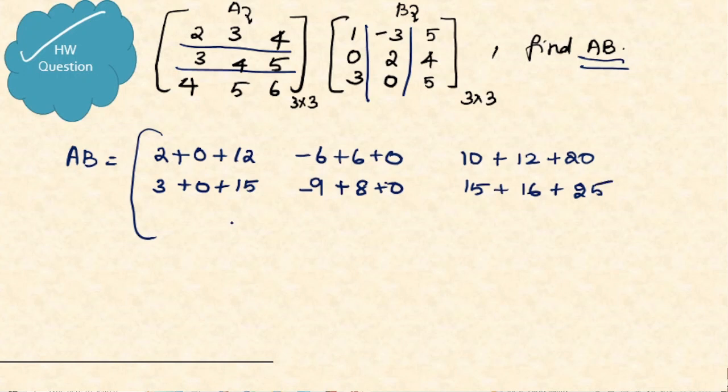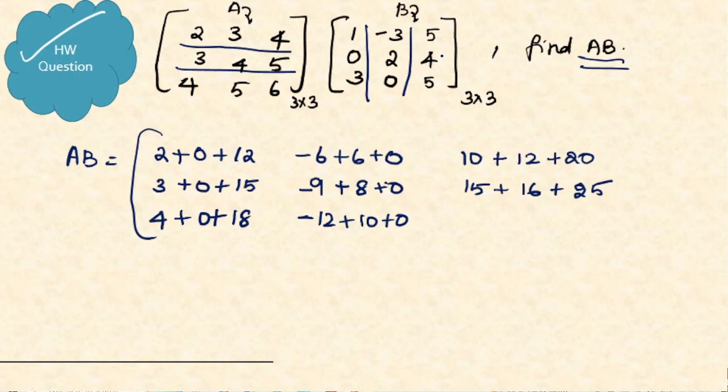Next, third row, first column: 4 plus 0, that's 5 zeros are 0 only, 6 threes are 18. Next, third row, second column: 4 threes are minus 12, then plus 10, plus 0. Then third row, third column: 4 fives are 20, plus 5 fours are 20, plus 6 fives are 30.